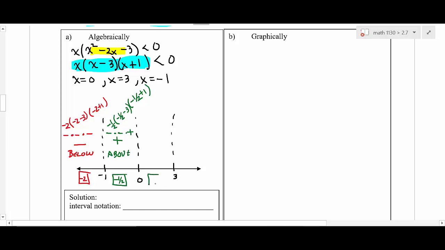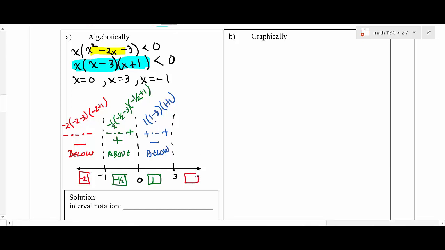Between 0 and 3, let's use a 1. Okay, if we plug that in, we would have 1 times 1 minus 3 times 1 plus 1. So what you have there is positive times negative times positive. That's back to a negative. Just means we're below the x-axis. Okay, so far every example I've done is alternated, but trust me, they don't always do that. Okay, don't fall for that.